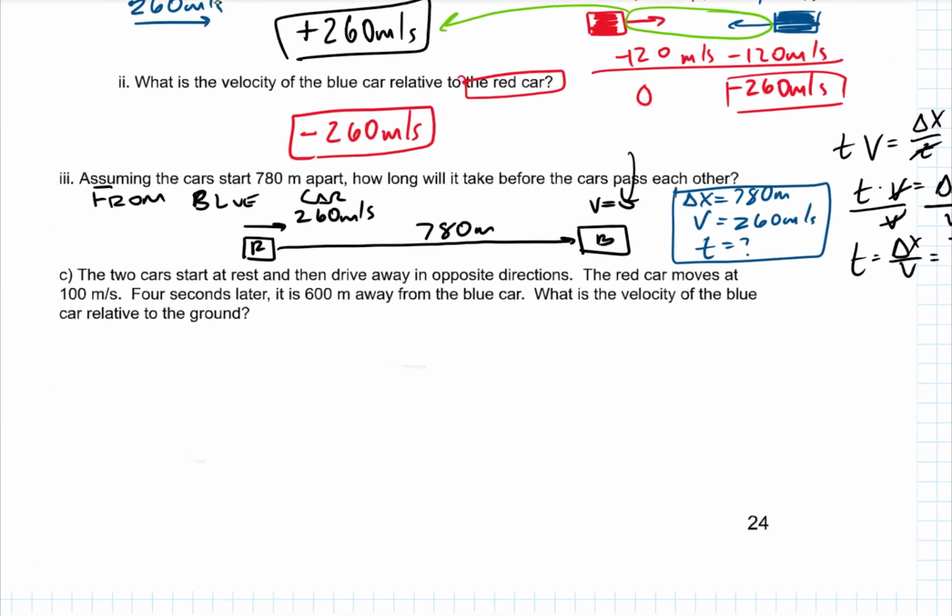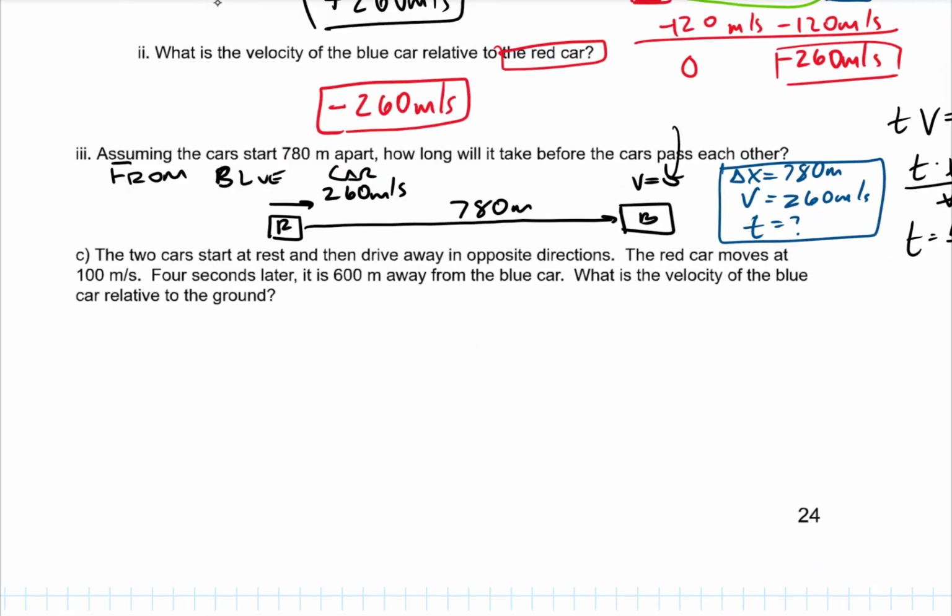Part C, the two cars start at rest and then drive away in opposite directions. The red car moves at 100 meters per second. The blue car goes at some velocity that we don't know, and after a bit they end up 600 meters apart. What's the velocity of the blue car relative to the ground?